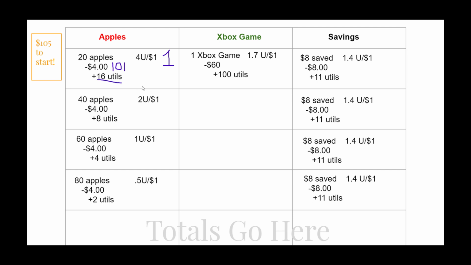What numerator is the highest of all the remaining ratios? Well, that's right here. It is 2 utils. So I know I'm going to make this my second purchase.